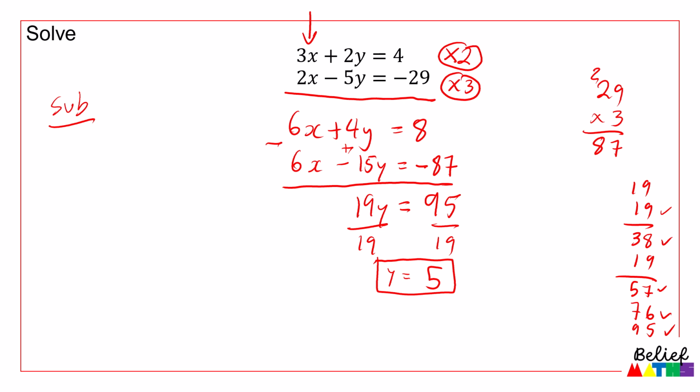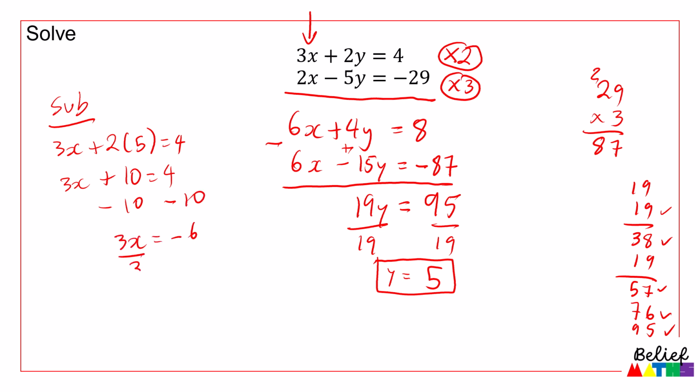Now, then substituting, I'll just do it on the other side this time. I'm going to substitute into my first line so that I'm not using the negatives again. Now remember this time I found y, so I have 3x plus 2 times 5 equals 4. 3x, 2 times 5 is 10, so plus 10 equals 4. Subtract 10 from both sides. You get 3x equals negative 6. And again, dividing both sides by 3, we get x equals negative 2.